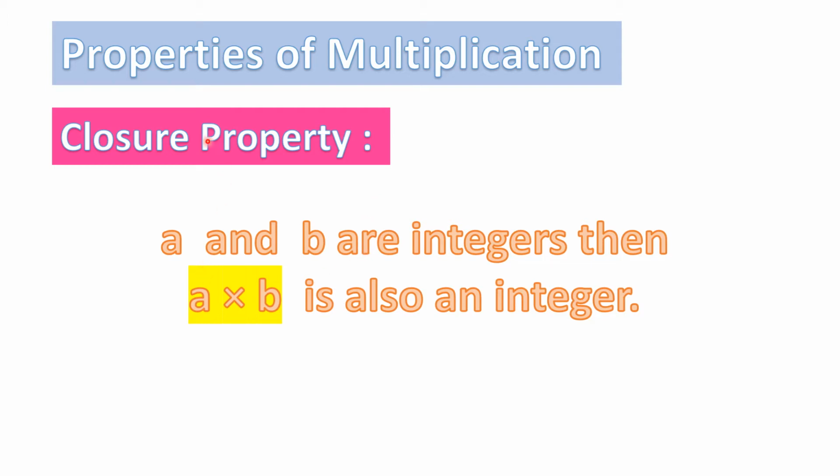So let's see. Closure property means if a and b are 2 integers, what are the integers here? Let me highlight it for you. a and b, right? So there are 2 integers. If a and b are 2 integers, then a into b is also an integer, right? So what is this? They're telling us that if we take 2 integers and multiply them, we'll get another integer. So that is what closure property is, right?